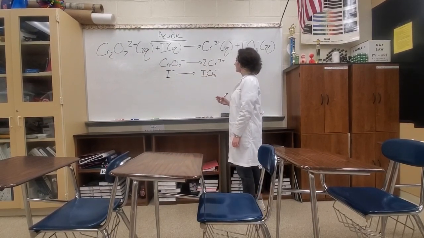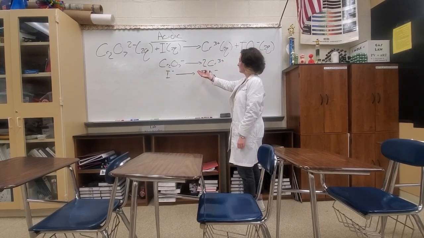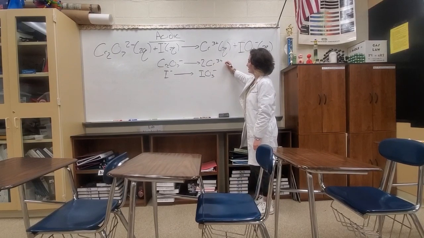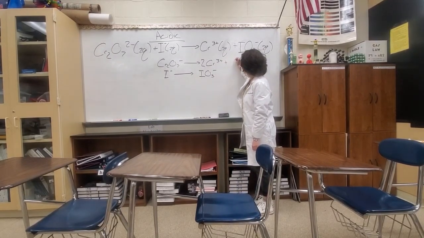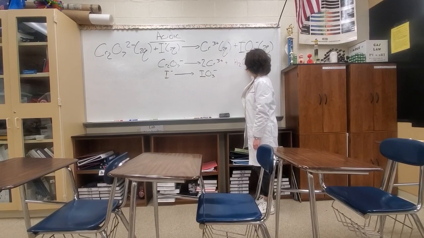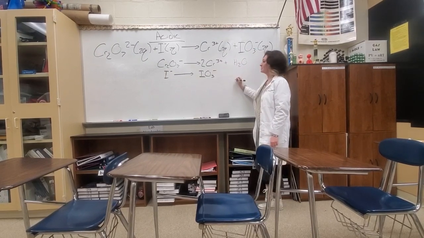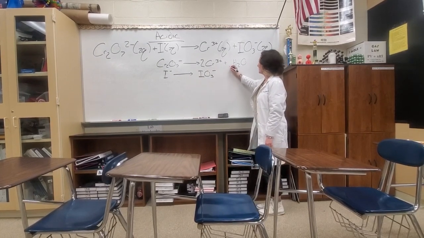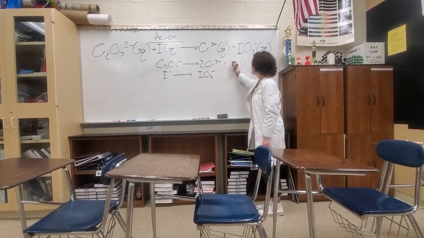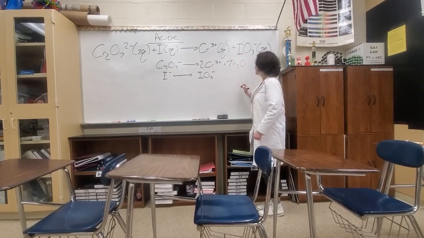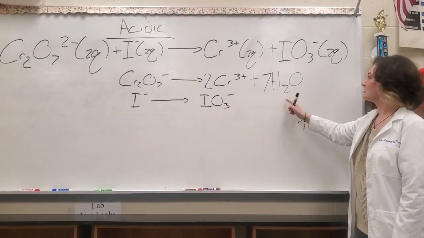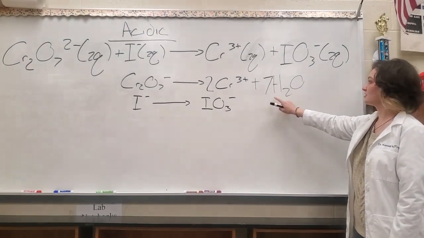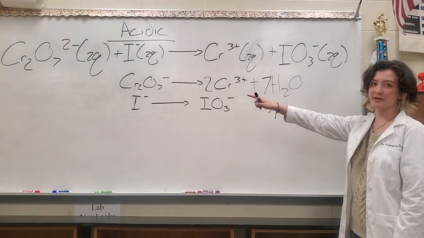To begin balancing the oxygen in the oxidation half, we then have to add water to this side to balance out the oxygen in the reactant side. Because there's a subscript of 7 on the oxidation, we have to add a coefficient of 7. Now we have to balance out the hydrogens that were added in with the water. Because there's 14 hydrogens on this side, we have to add 14 hydrogens over there.